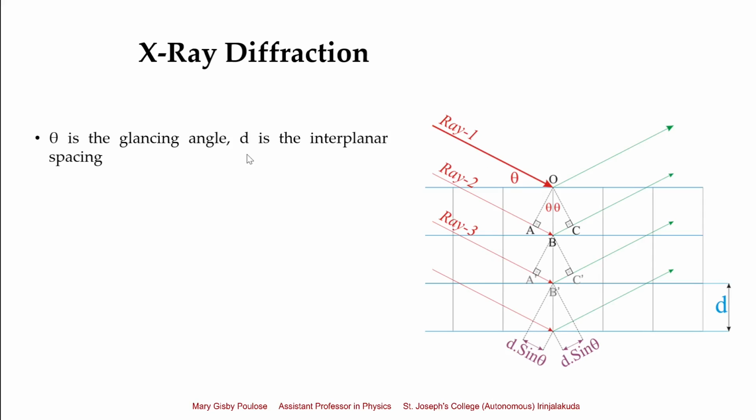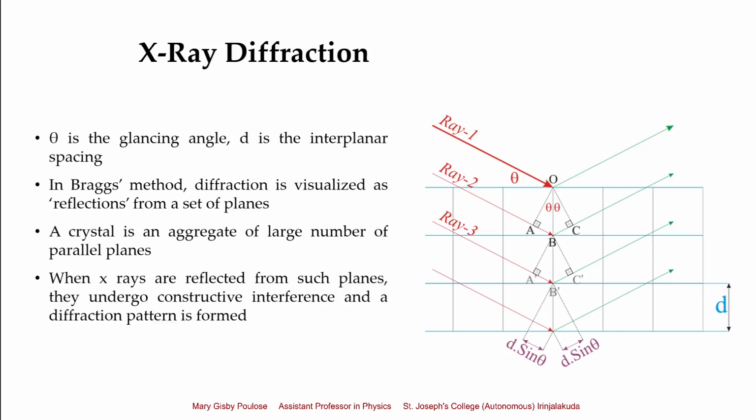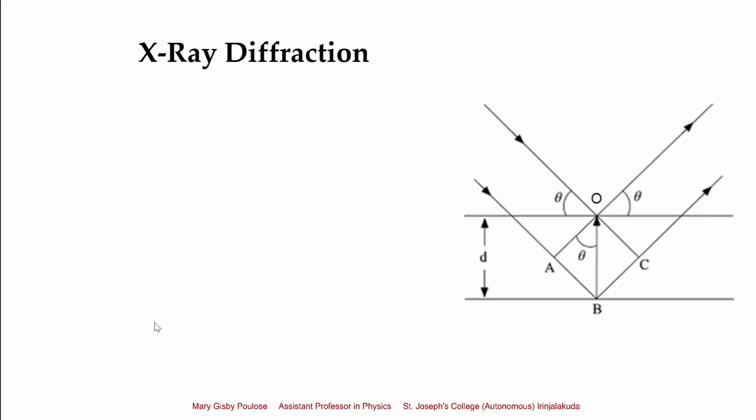Small d is the interplanar spacing. In Bragg's method, the diffraction is visualized as reflections from a set of planes. Here the crystal is a collection or an aggregate of a large number of parallel planes. When X-rays fall upon it, they get reflected from these parallel planes and undergo constructive interference to form a diffraction pattern.